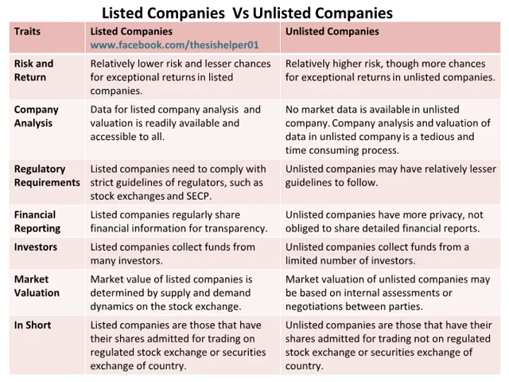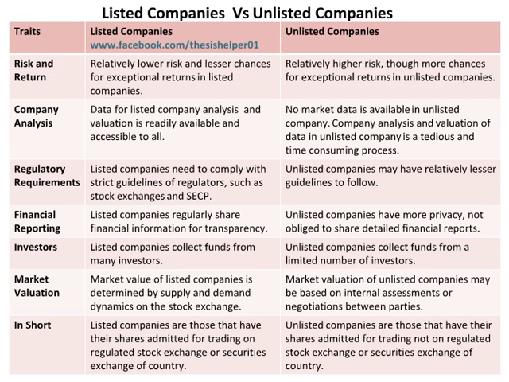Data for listed company analysis and valuation is readily available and accessible to all, whereas no market data is available in unlisted companies. Company analysis and valuation of data in unlisted companies is a tedious and time-consuming process. Listed companies need to comply with strict guidelines of regulators, such as stock exchanges and SECP. Whereas, unlisted companies may have relatively fewer guidelines to follow.